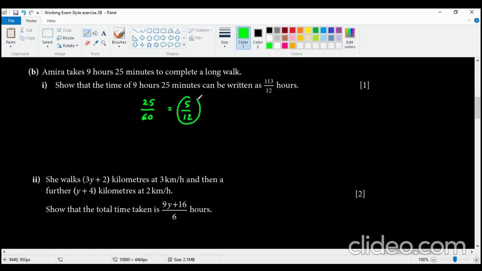Now keep this in mind, 5 over 12 and 9 hours: 9 plus 5 over 12. We know very well that this is 9 over 1. So multiplying this by 12, this by 12, and this by 1 and this by 1, this gives us 108 over 12 plus 5 over 12, and when we add them together it gives us 113 over 12. So this proves that 9 hours 25 minutes can be written in this form. This is the 1 mark question.